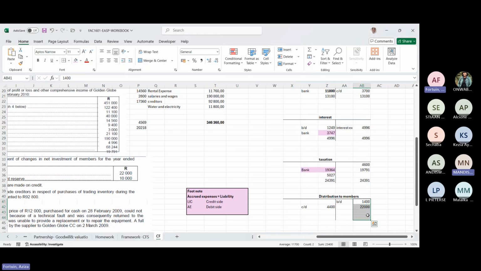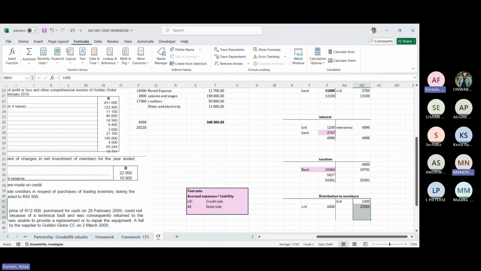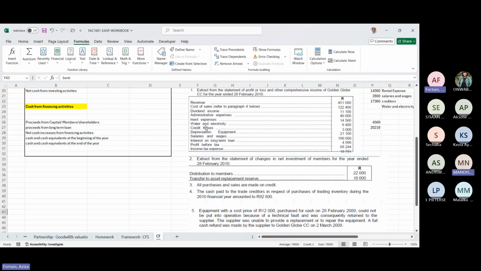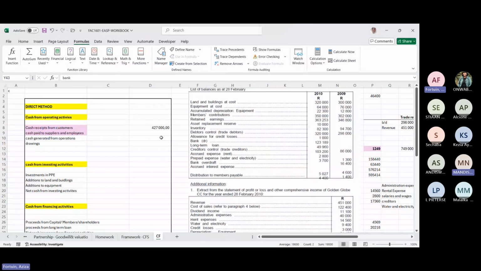Did you do your T account? Don't be dishonest, did you do the T account? I didn't do the T account, but I didn't even see this 22,000 because the information is going piece by piece. But you're missing the point. If you see your T account, you will see your T account looks empty. When you're doing your calculation, you can't see it's looking empty. Okay, ma'am. So let's just complete this.